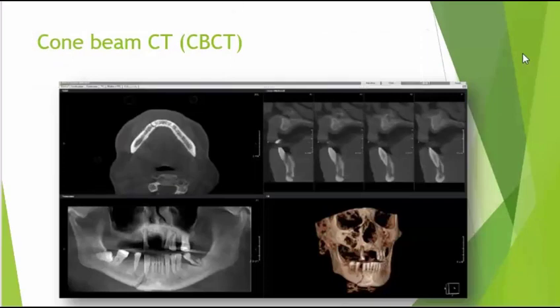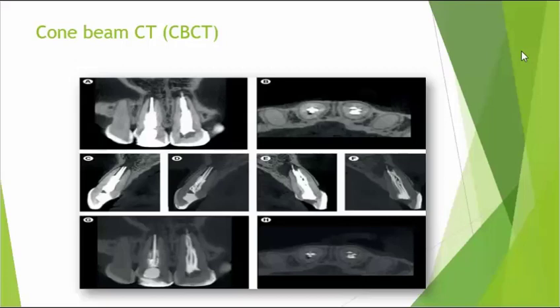CBCT is also used in the diagnosis of facial trauma. As you can see, this is a parasymphyseal fracture of the mandible, here in this panoramic view, in this axial view, and here in this sagittal view, and here in 3D view. CBCT is also indicated in the diagnosis of endodontic pathology. As you can see, this is a case of failed endodontic treatment. There is a resorption, and here we have this lesion. This tooth is indicated for apexectomy.